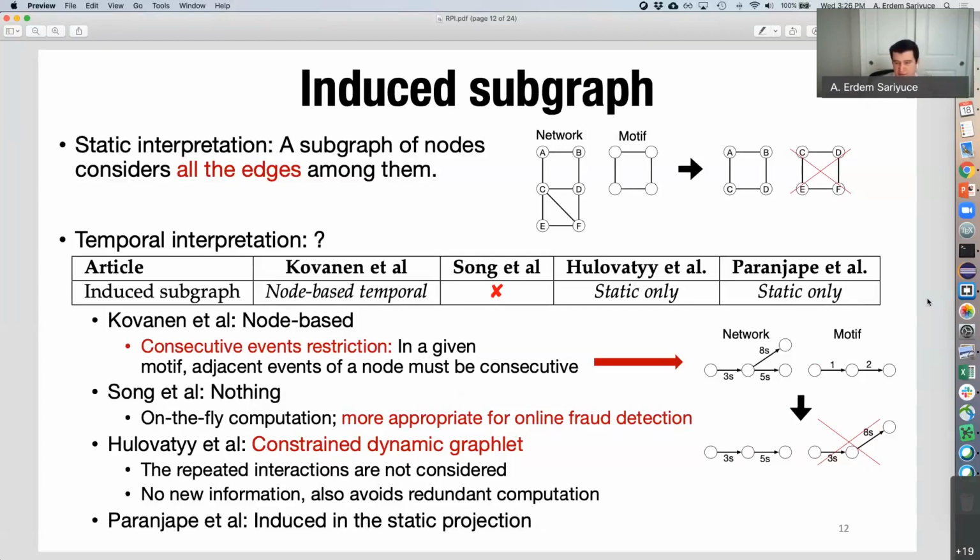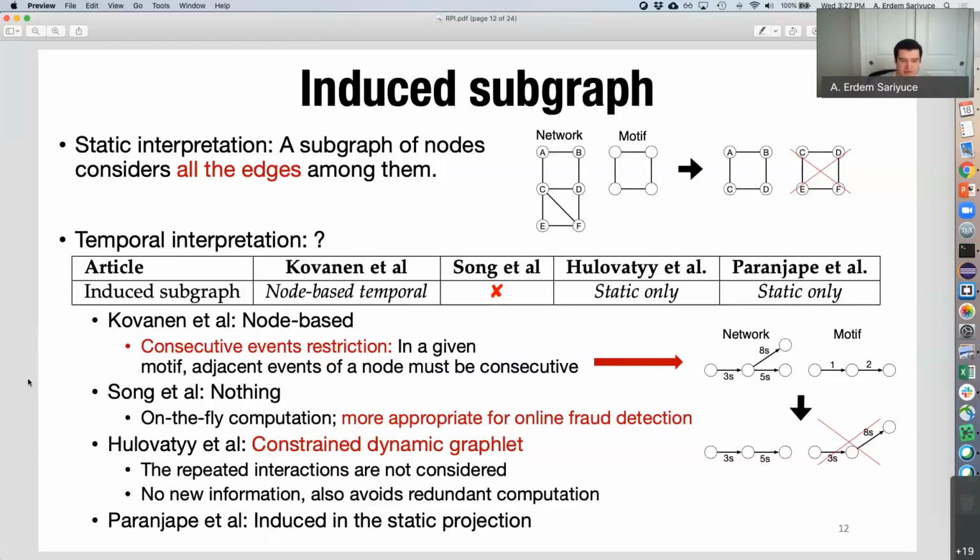But that was the idea. And they have, this is basically an approach based on intuition, not based on something more theoretical. In the second work, they explicitly disallowed this induced subgraph definition, and this is more about the way they compute things.